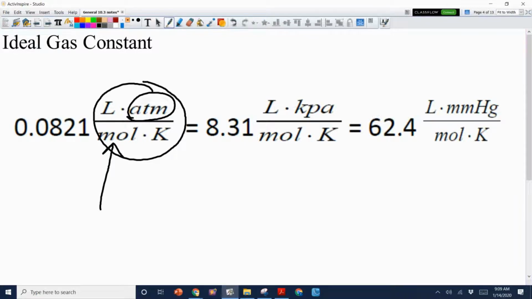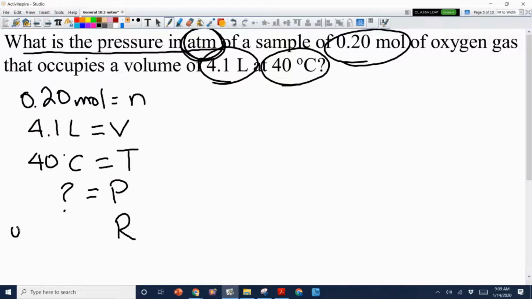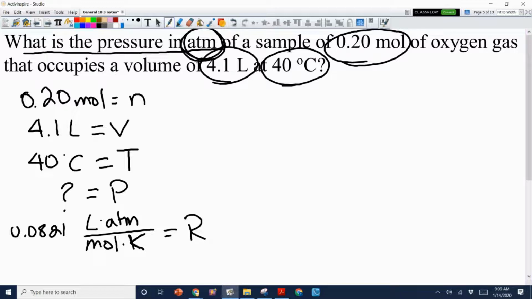It's very important that you write all the units down. Okay, so 0.0821, and I'm going to erase the R there. Liters atmospheres over moles Kelvin. And I'll show you why those units are important, and that's equal to R. All right, so we have those listed out. We have our unknown identified. So the next thing we do is our equation.